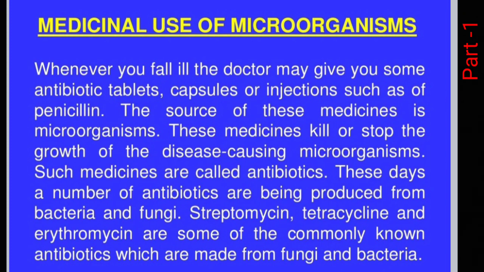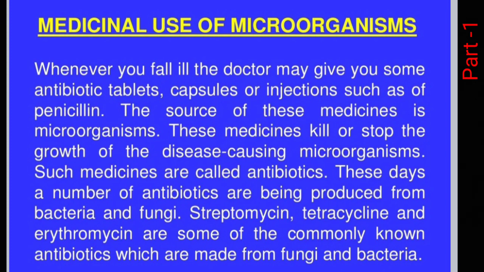These medicines, what do they do? They kill or stop the growth of disease causing microorganisms in our body. This is the reason these medicines are known as antibiotics. These days a number of antibiotics are being produced from bacteria and fungi. For example, penicillin is first, then streptomycin, then tetracycline and erythromycin. They are some of the commonly known antibiotics which are made from fungi and bacteria. So in this way, these microorganisms are finding medicinal use.